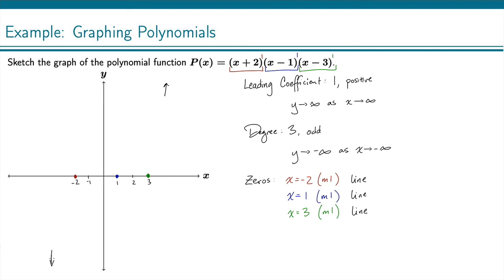And then we just connect from our end behaviors to those zeros, crossing like a line. So we come up, cross like a line would, cross like a line would, cross like a line would. Okay, and that's a sketch of what our polynomial would look like.